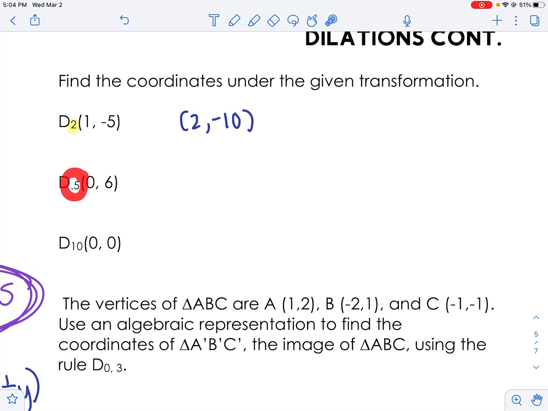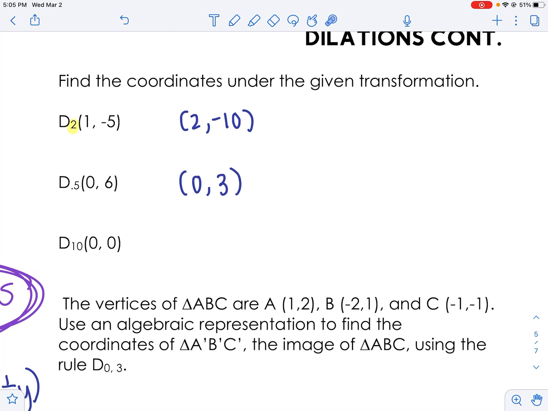Okay, this one we have 0.5 as our scale factor. So 0.5 would shrink this. That would be a reduction, and my point's 0, 6. So if you ask yourself, what's half of 0? Well, half of 0 would just be 0. And then if you ask yourself, what's half of 6? Half of 6 would just be 3, and that's it.